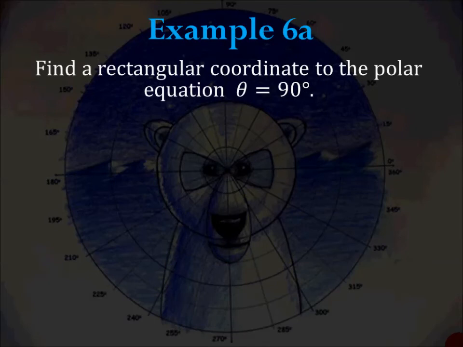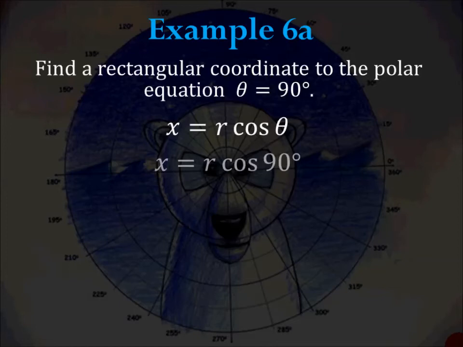Example 6a, find a rectangular coordinate equation for the polar equation theta equals 90. So when you do this, remember, your rectangular coordinate equation cannot have any thetas, it cannot have any r's, and it only has x's and y's. So we're going to use x equals r cosine theta. So let's substitute in 90 degrees for theta.